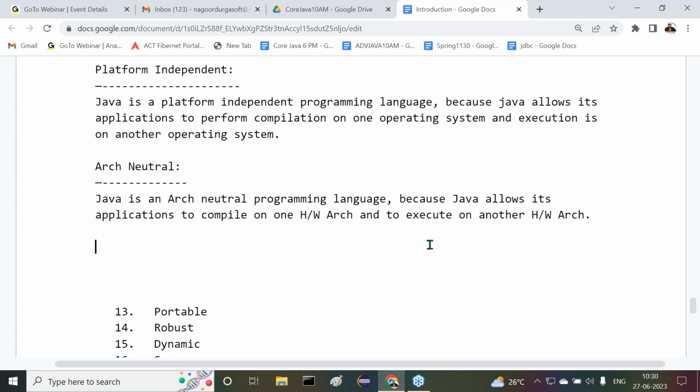Directly our applications are going to be executed. Java will manage that internally. Internally JVM will take care of the total conversions and everything here, so we are not going to think much about it. Java will take care of it. But the point is, we can compile Java applications on one hardware system and we can execute the same Java application on another hardware system. So this is the meaning of architectural neutral programming language.